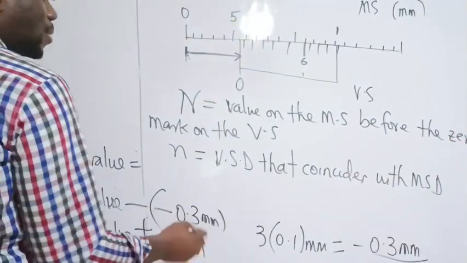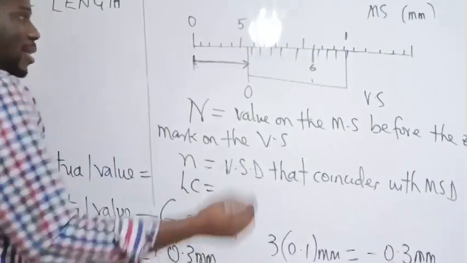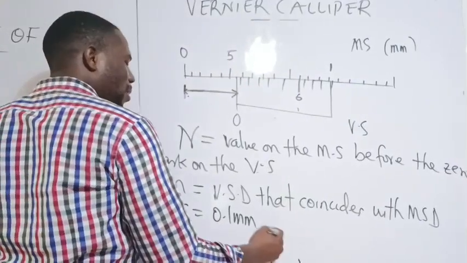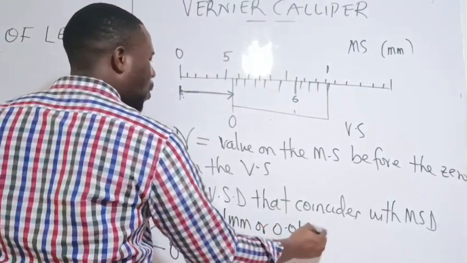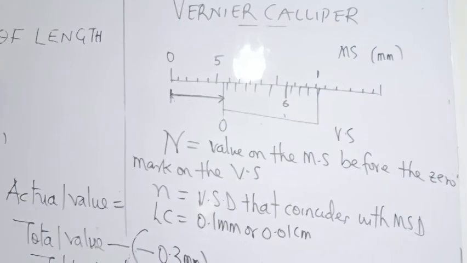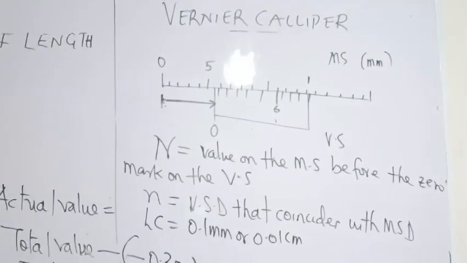Then we have the least count. If it's in millimeter, we know it's 0.1 millimeter. And of course, if it's in centimeter, we know it's 0.01 centimeter. All right, so we could take it off from here. I may need to wipe this off now.